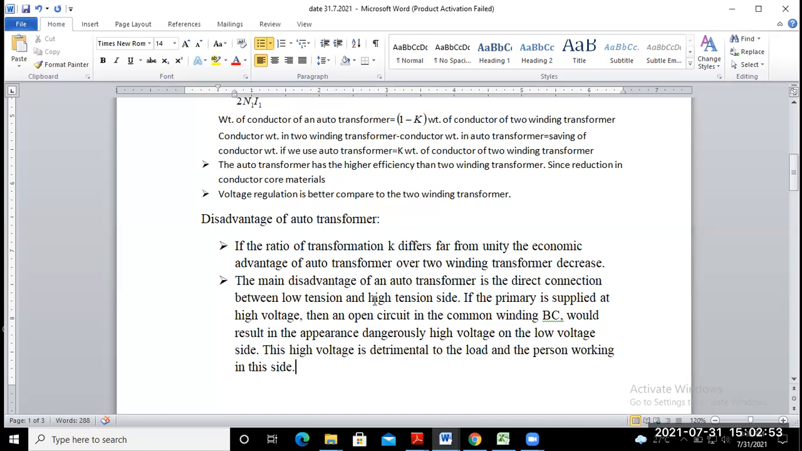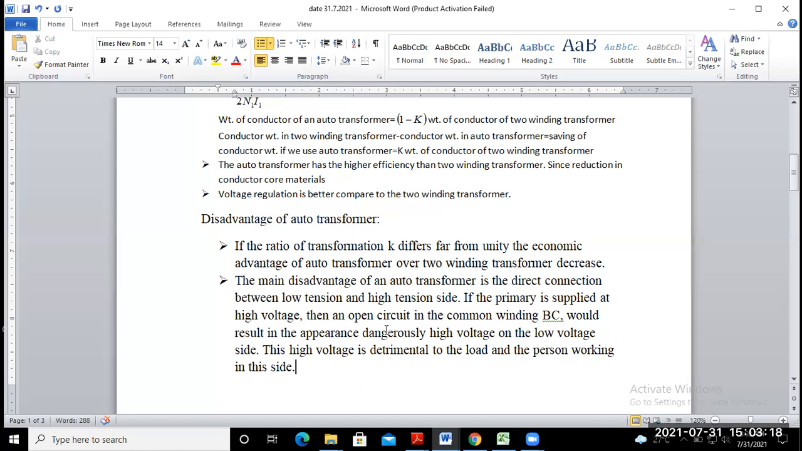Okay, that means if supply is given to the high voltage primary side and any cause leads to an open circuit in the common winding BC, then that voltage would appear on the low voltage side. So that is detrimental for the load as well as for the person working on the low voltage side.